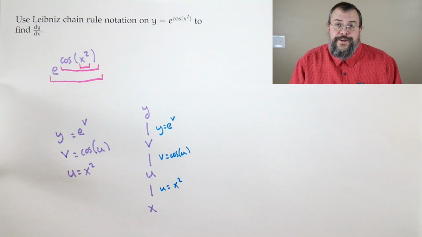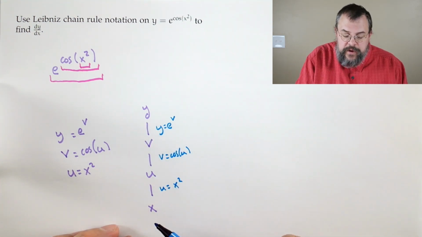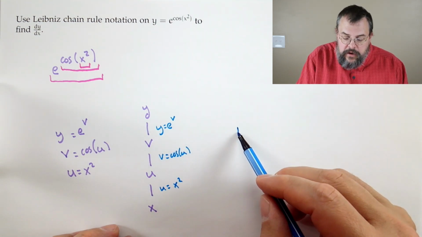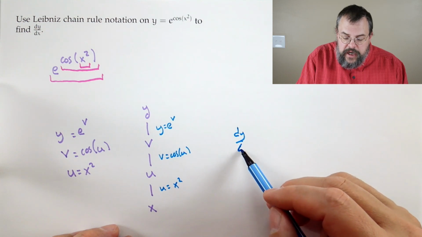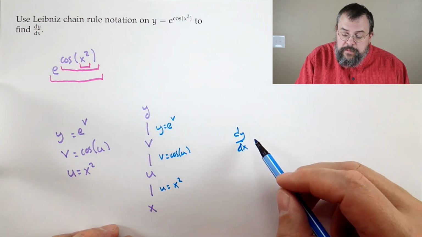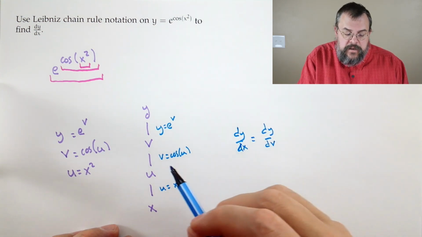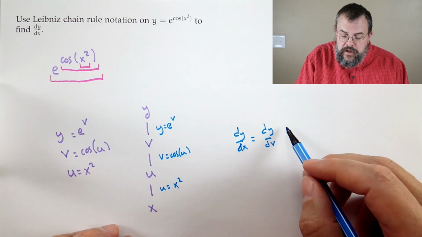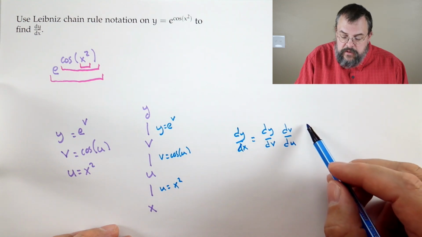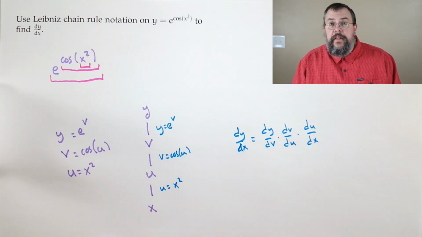Now, how do you use the Leibniz notation? For every step, there's a change. If I want to find dy dx, we combine all our changes. There's a change in y with respect to v, so dy dv. There's a change in v with respect to u, dv du. There's a change in u with respect to x, du dx. And we multiply these all together.